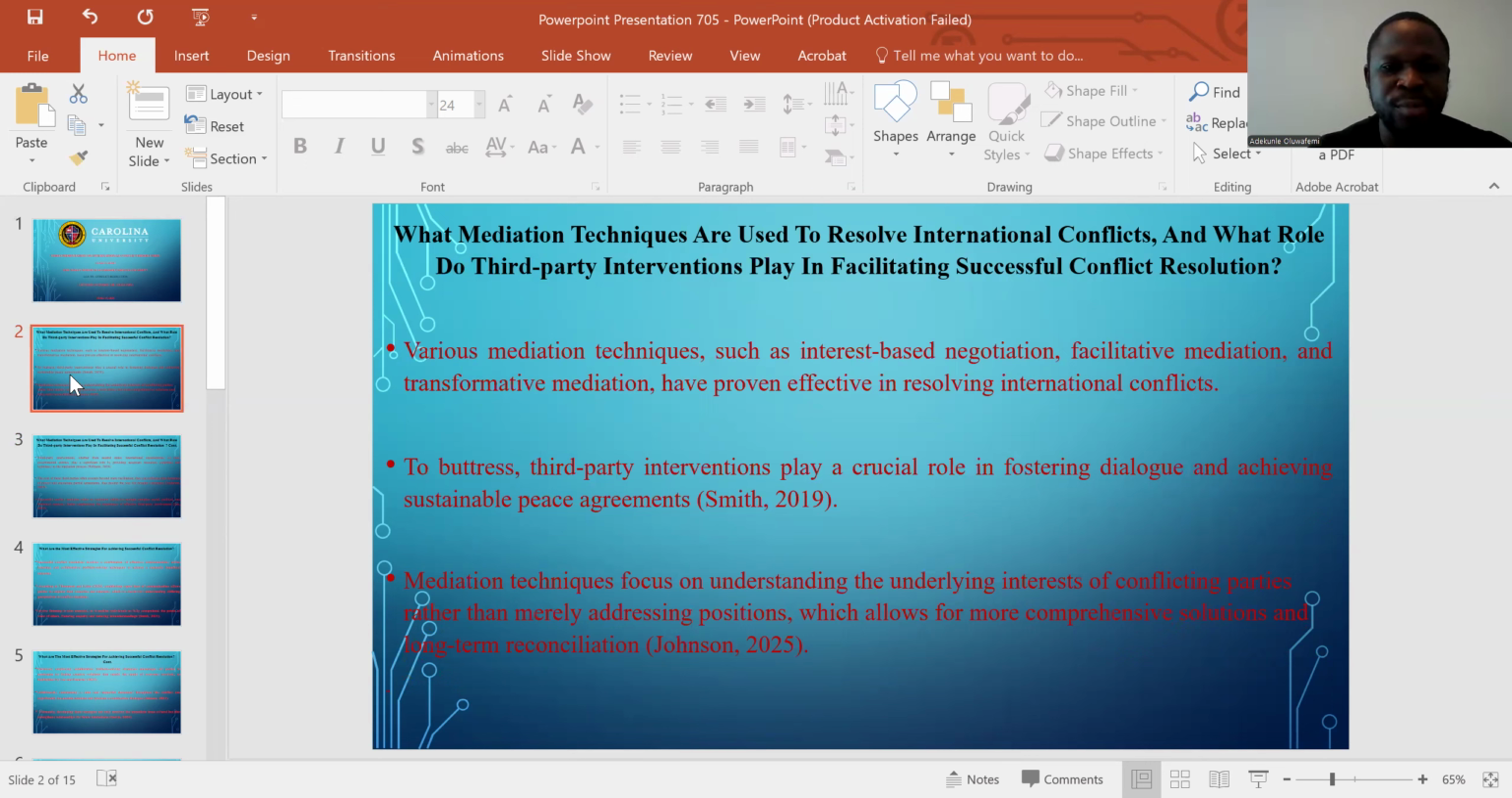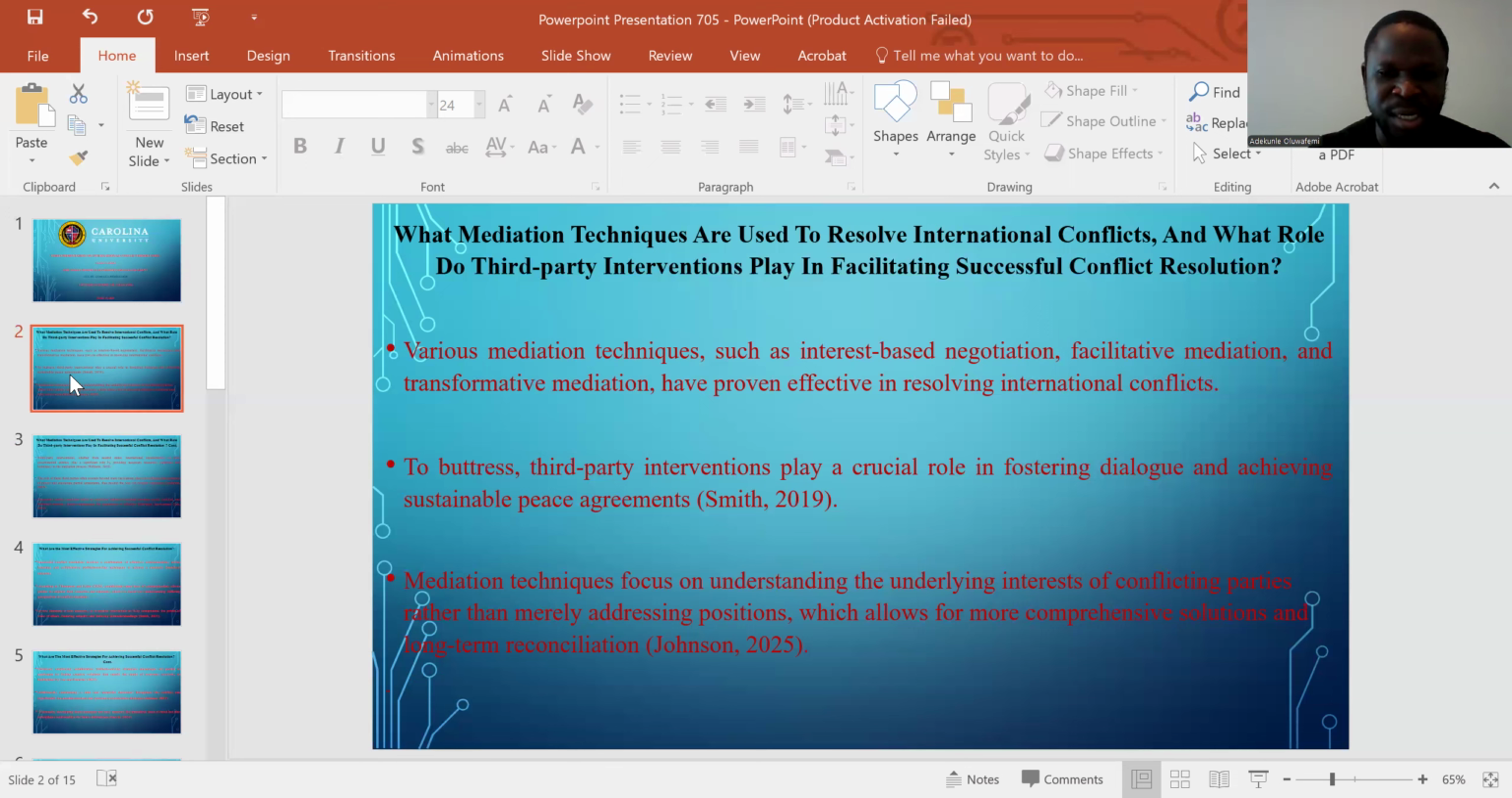And today, I want to see what mediation techniques are used to resolve international conflict, and what role third-party intervention plays in facilitating successful conflict resolution. Various mediation techniques such as interest-based negotiation, facilitative mediation, and transformative mediation have proved effective in resolving international conflicts. To buttress, third-party intervention plays a very crucial role in fostering dialogue and achieving sustainable peace agreements.